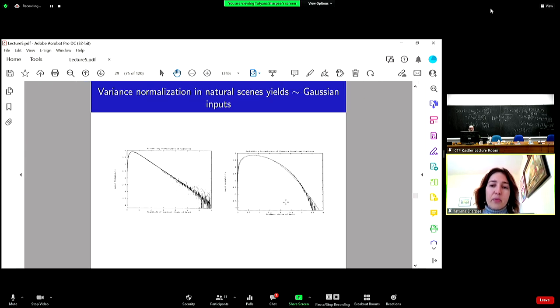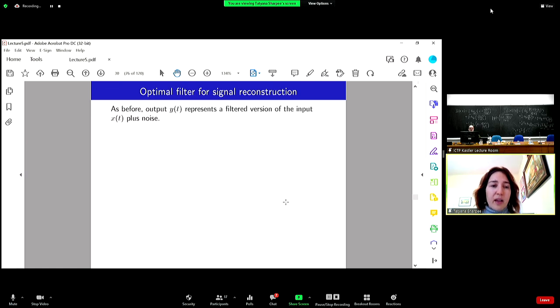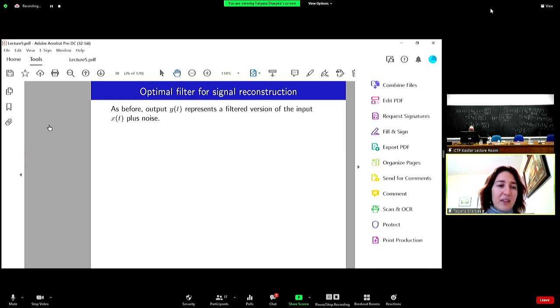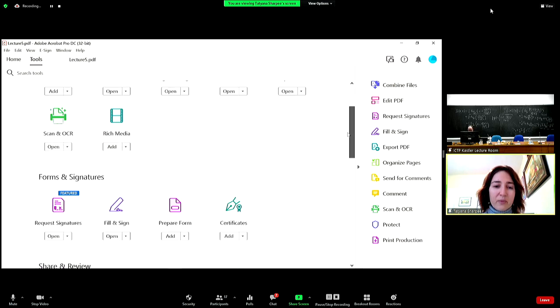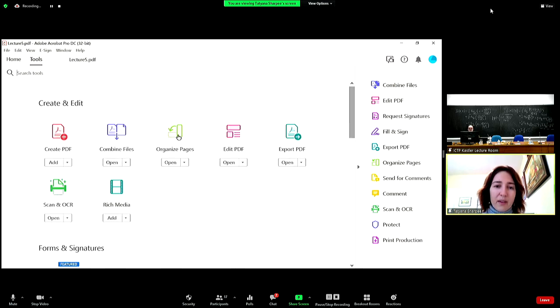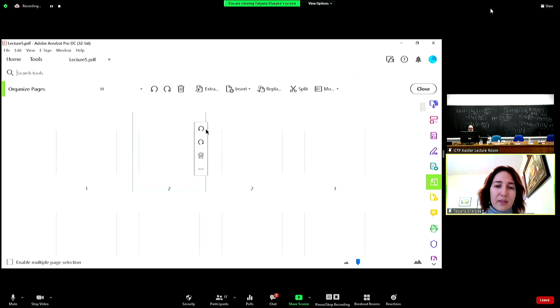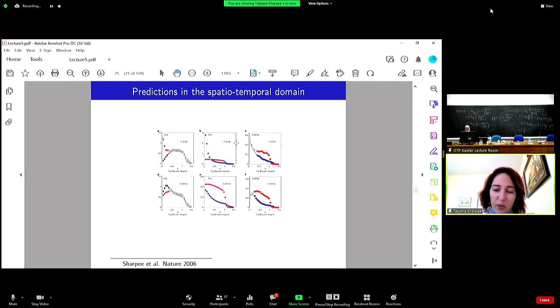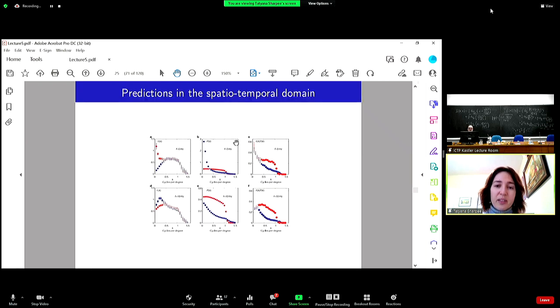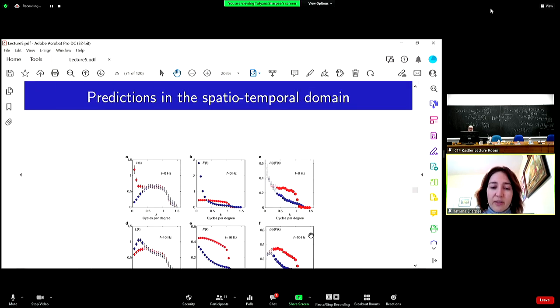And so we talked about this. And then I wanted to show an example from my own work with predictions that are similar to optimal filtering, but also signatures of this non-Gaussian effect. So let's see.